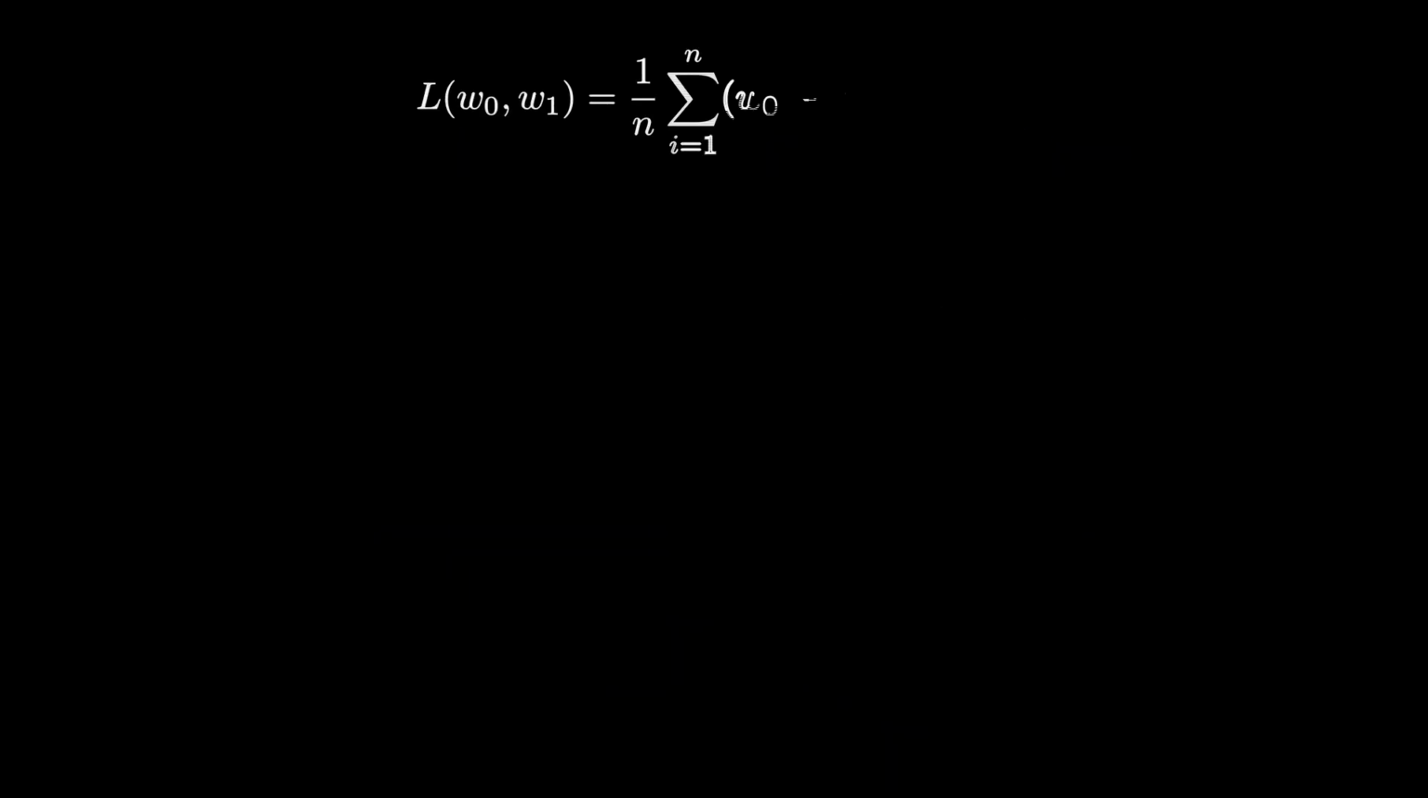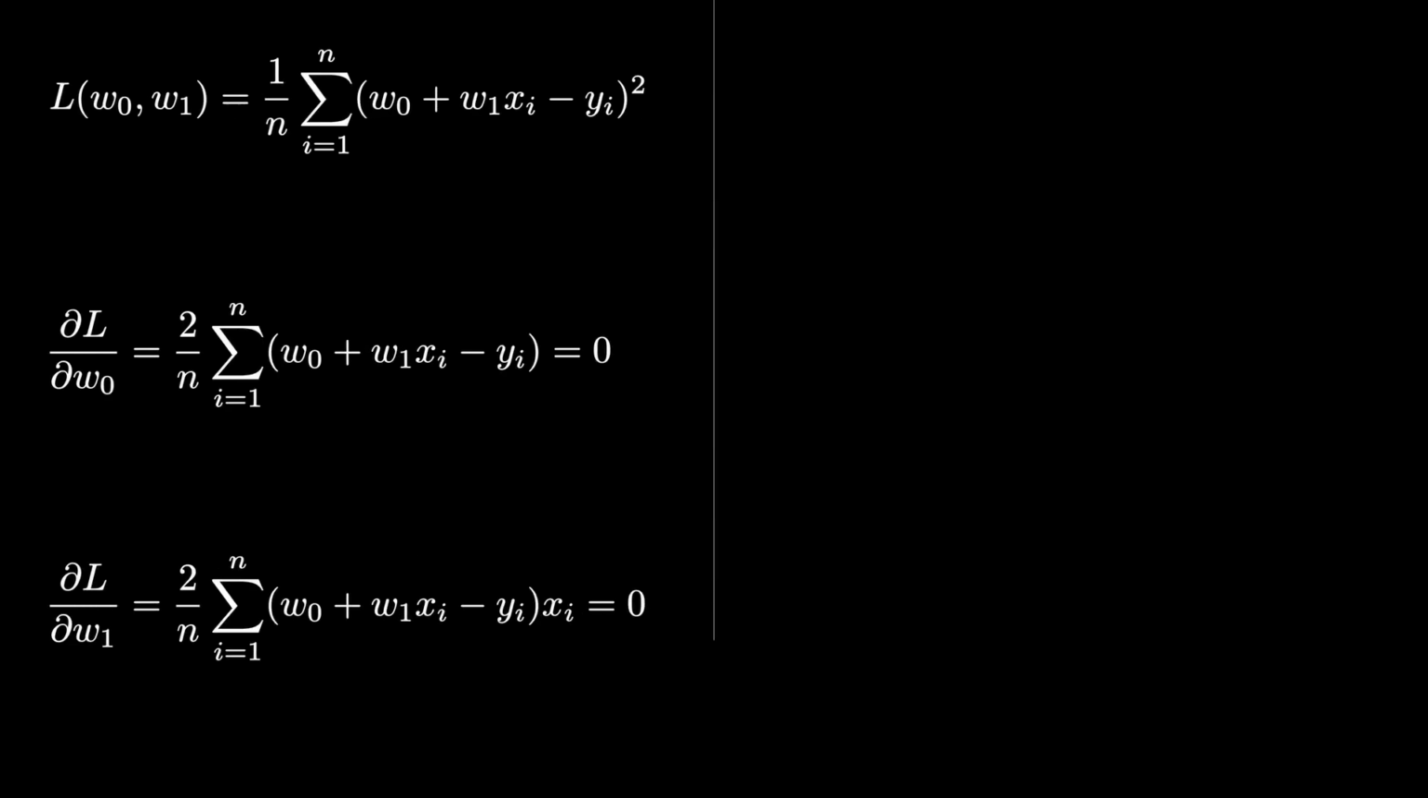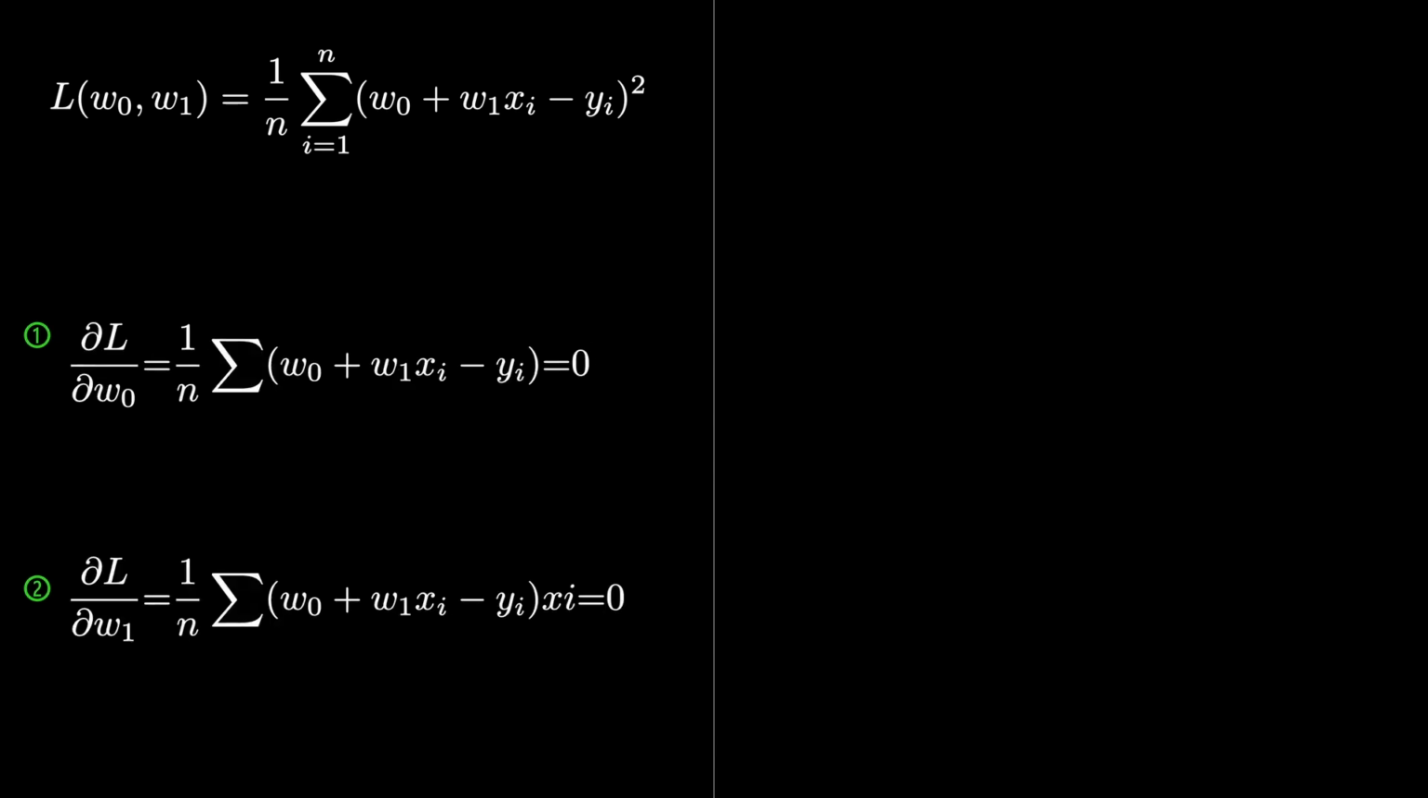Now let's solve for W using partial derivatives. First, we take the derivative with respect to W0, and then with respect to W1. For both equations, we can multiply both sides by 1/2 to simplify, removing the factor of 2. And for convenience, we'll omit the lower and upper limits of the summation.